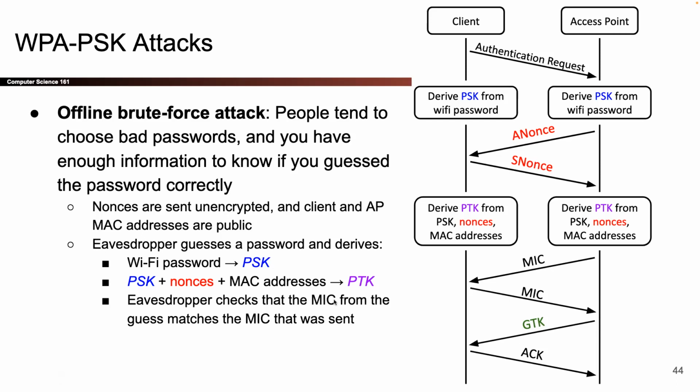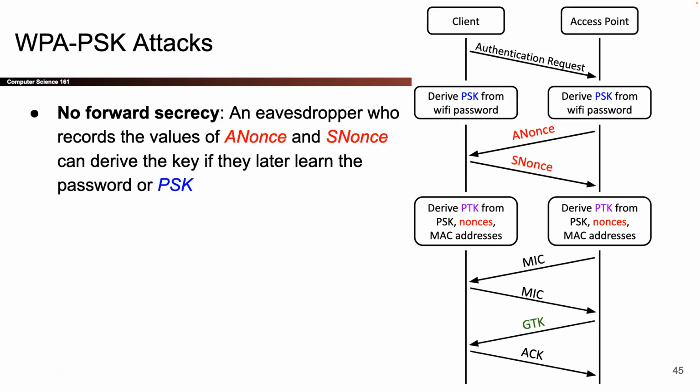I make a guess. I run all the same derivations. If I get the same MIC, then my guess must be correct. If I get a different MIC, then my guess must be incorrect. And that's what lets me check. Okay, it's the offline brute force attack. So that's attack 2 out of 3.